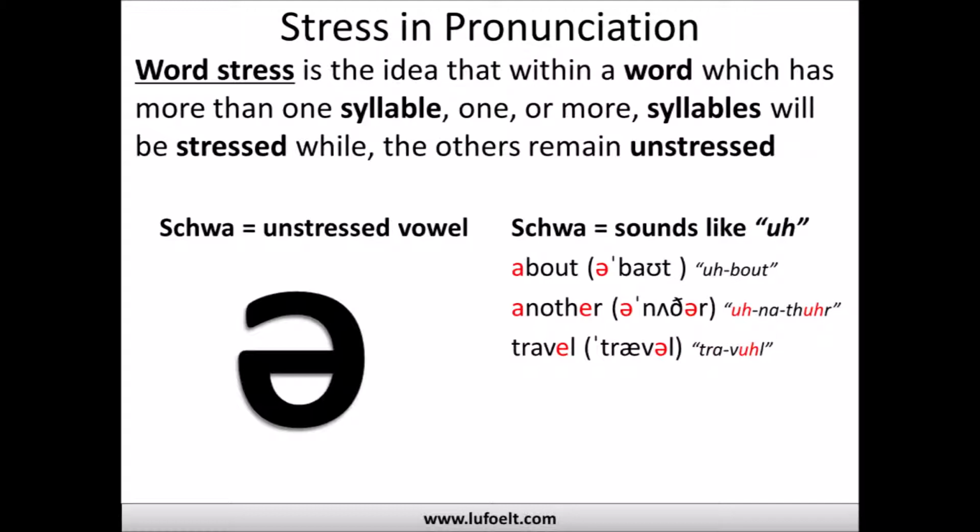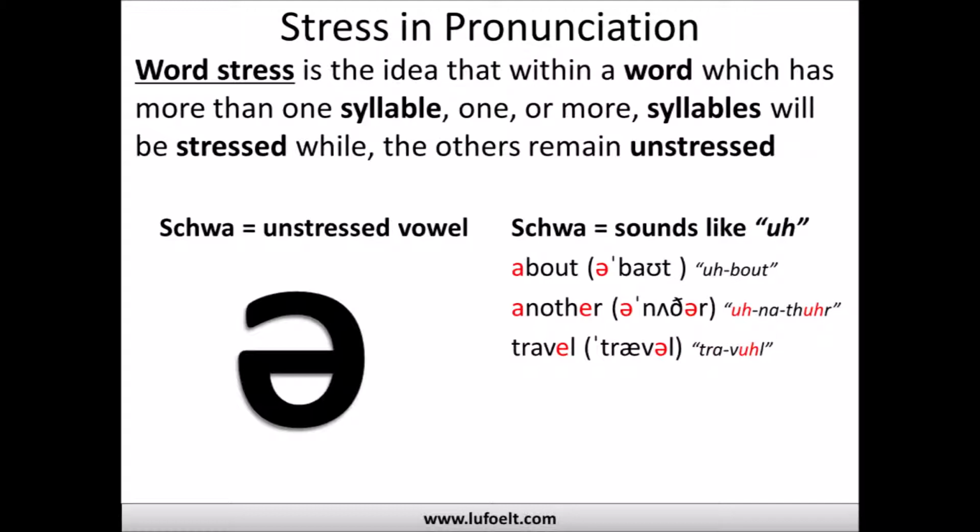So for example, about, right? About. So I try to pronounce the second syllable in that word. This word has two syllables, but the first one I just move through real quick. About, right? The next example, another. This word has three syllables, and the first and the third syllable contain the schwa sound. So the middle part of the word is the stressed sound.